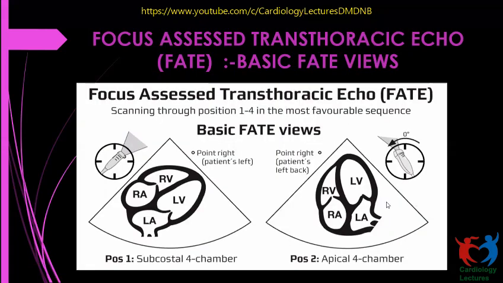So the basic FATE views: in the subcostal 4-chamber, with pointer direction towards the left, you have the 4 chambers of the heart. In the apical 4-chamber, the longitudinal or long axis presentation of the 4 chambers of the heart.